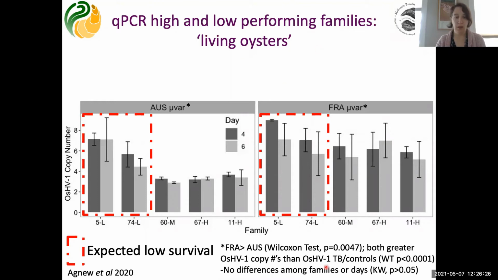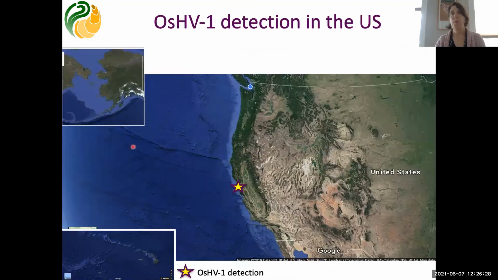So if we go back to detection in the US, again, I'm focusing on the US West Coast instead of the East Coast. Again, we don't believe that there are OsHV-1 issues on the East Coast. And this is my star for Tomales Bay with the non-microvar.